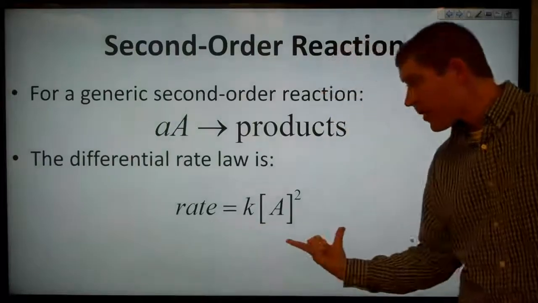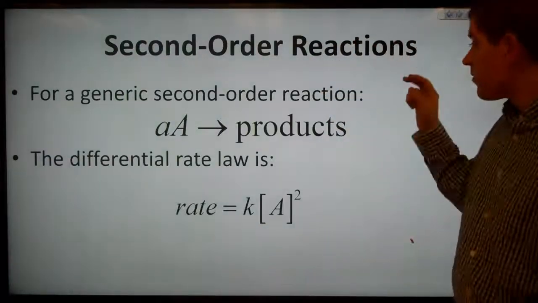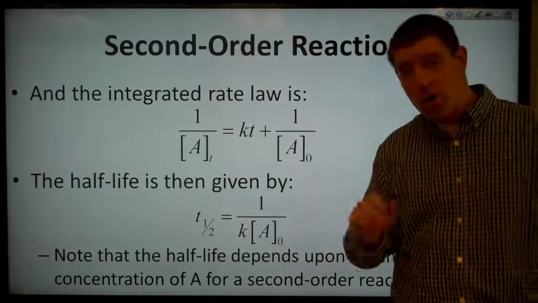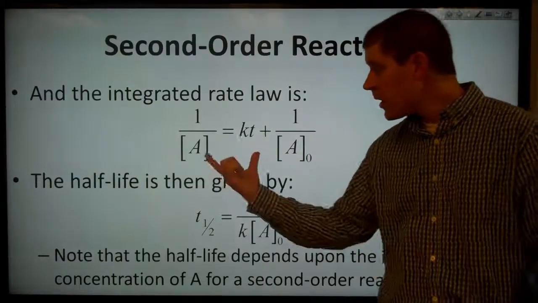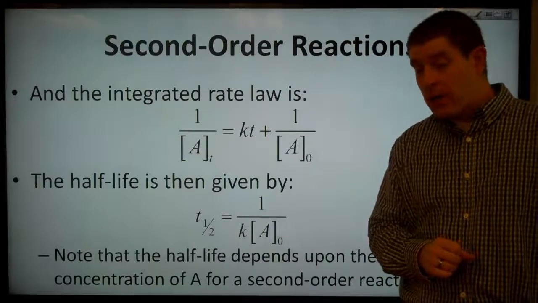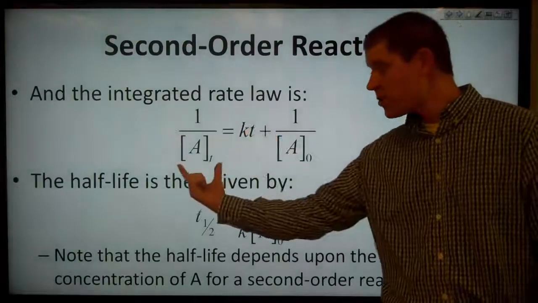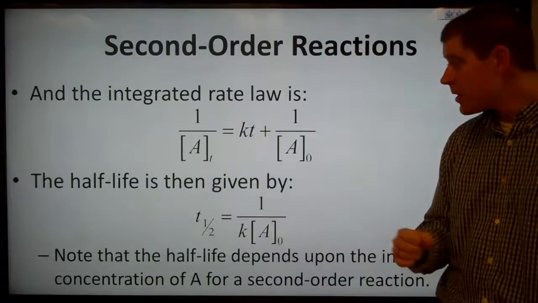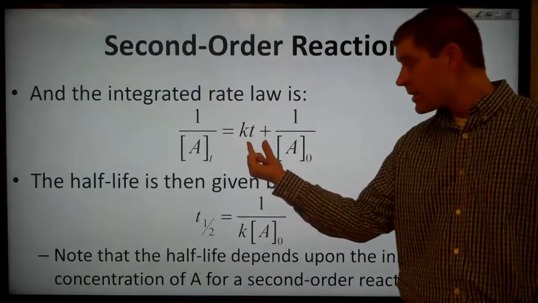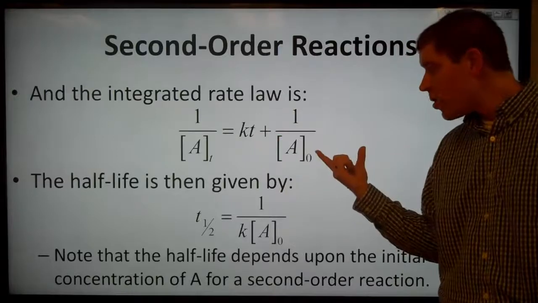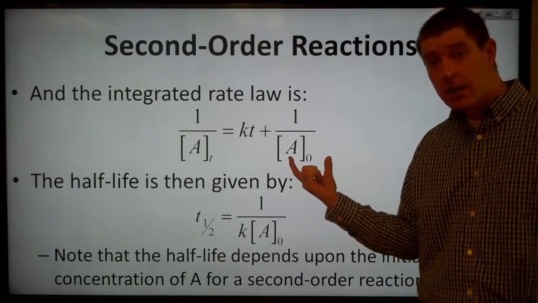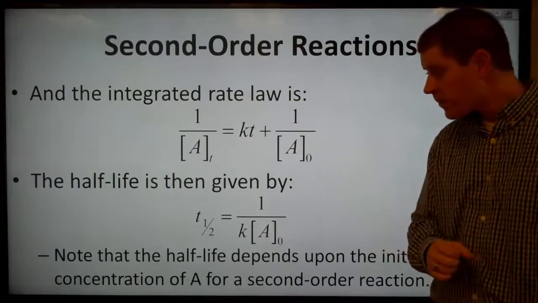So here we have our differential rate law for our second order reaction. And if we integrate this, again, I'm not going to go through the derivation, but now we get the inverse, so 1 over the concentration of A at time t, the time that we're interested in, is equal to k, our rate constant, times t, plus 1 over A naught, the concentration of A at the beginning, before we started.